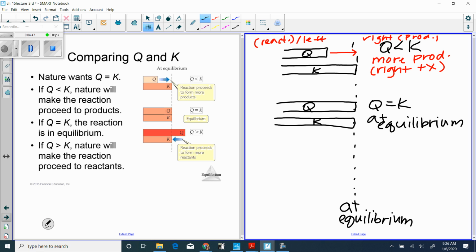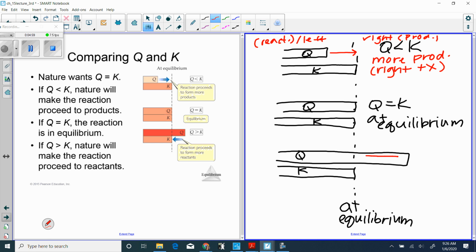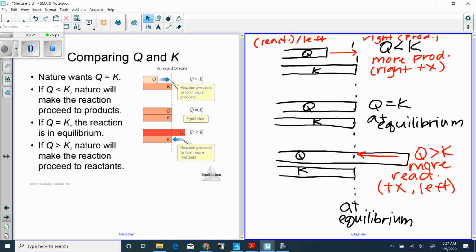If Q is too far past, remember it's supposed to be at equilibrium, at K. It's got to go back. It's got to do the reverse reaction and get rid of all that extra stuff. So if Q is greater than K, it's going to make more reactants. So the plus x's are going to be on the left, because it's got to go back. It's got to make more of these and use up all the products.